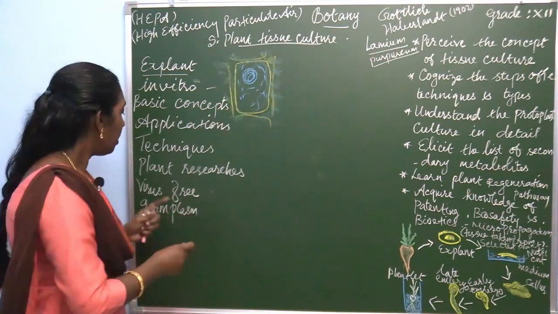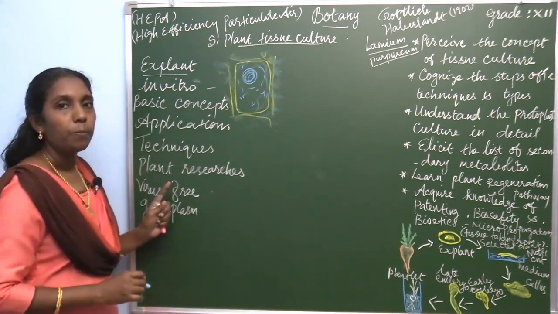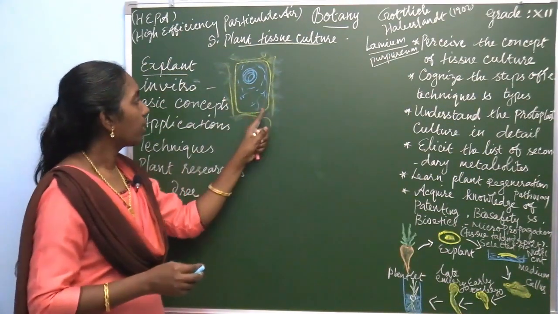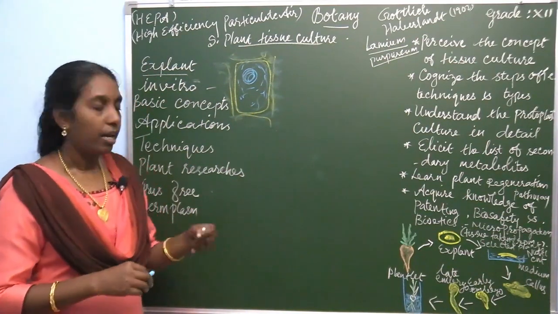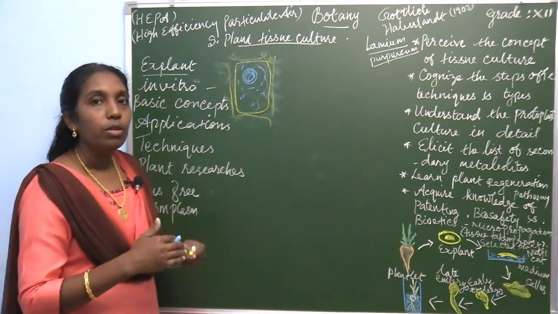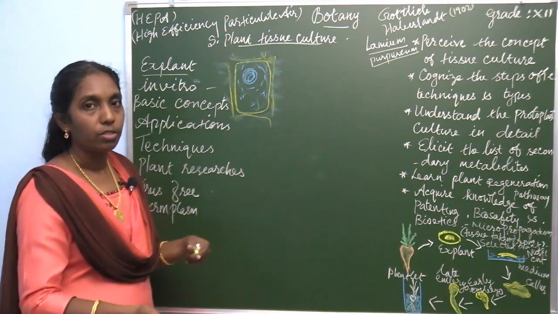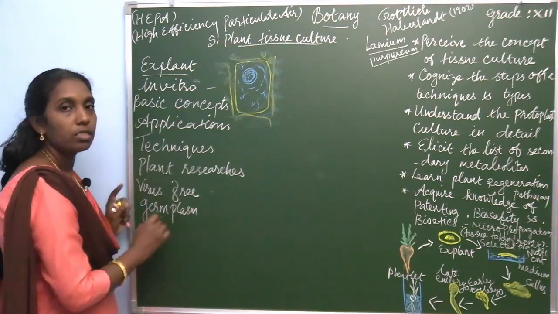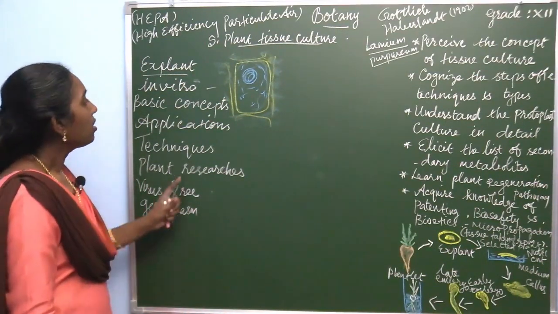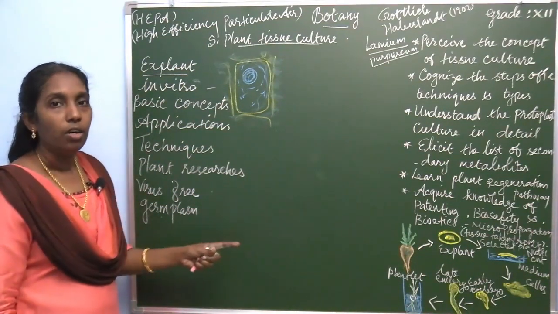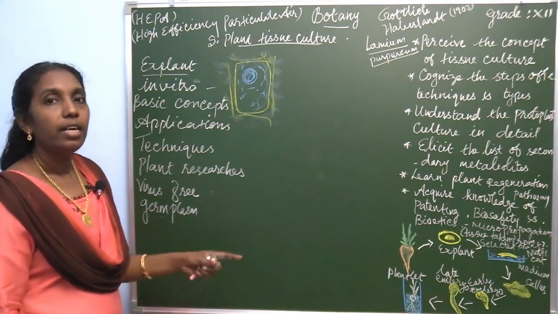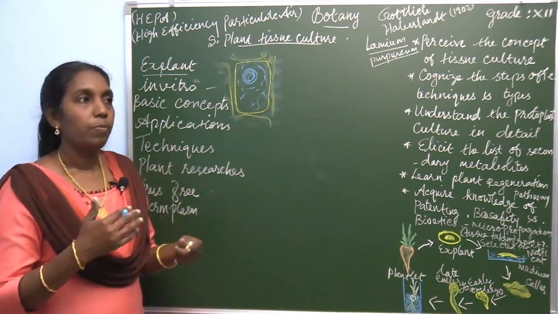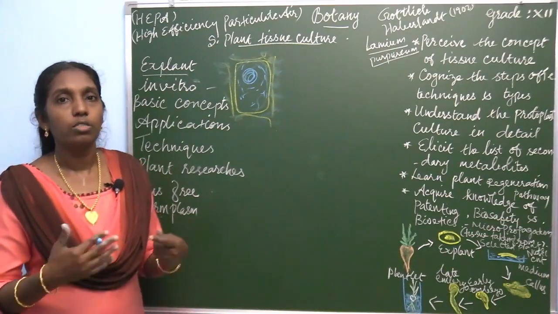So in this method we can create virus free plants, virus resistant varieties, and germplasm, the living part. This protoplast can be selected and transferred into a nutrient medium and made into an entire plant, germplasm culture. And these techniques are involved to produce endangered species.